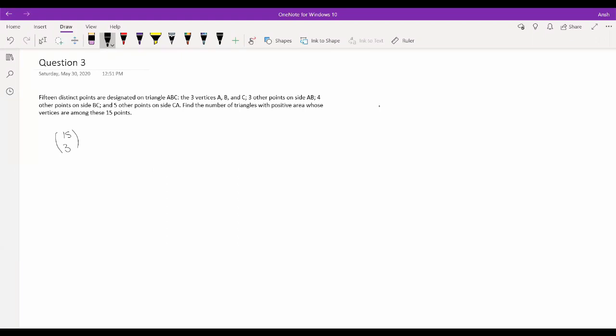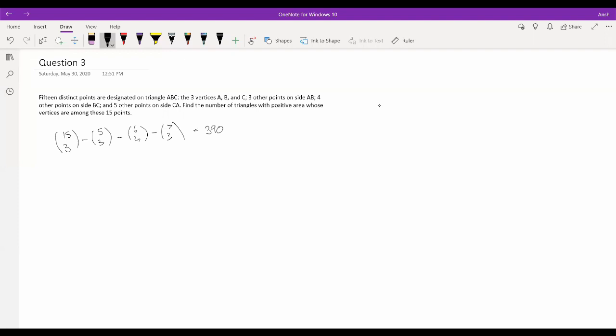For the case where 3 points are chosen from side AB, well, AB has the two vertices A and B plus the three other points, so that's 5 points. So there are 5 choose 3 ways. Similarly, since there are four other points on BC, it'd be 6 choose 3. And for CA, it'd be 7 choose 3. So what this becomes is that our answer is 15 choose 3 minus 5 choose 3 minus 6 choose 3 minus 7 choose 3.